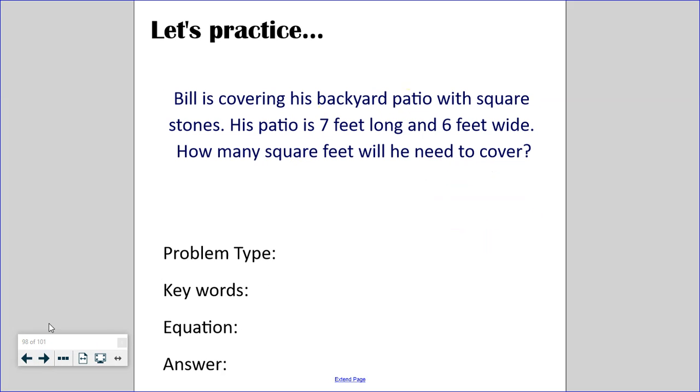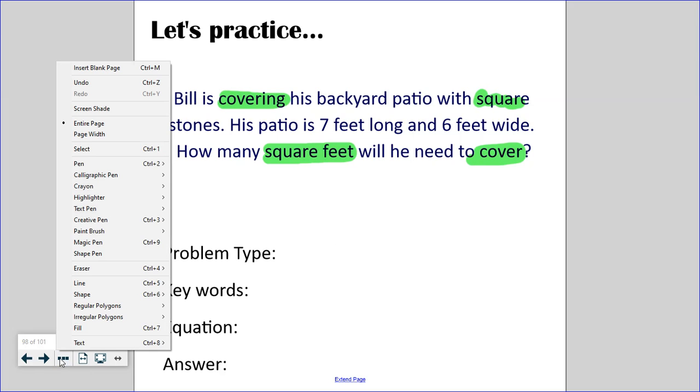Let's try another one. Okay, here's another practice story. It says, Bill is covering his backyard patio with square stones. His patio is 7 feet long and 6 feet wide. How many square feet will he need to cover? Well, I'm going to go back. This time I'll use green to make it a little different. Let's find some keywords in here. Oop, covering. So I know he's covering something. Square. Hmm. Ooh, the question is how many square feet, and I'm finding out how many square feet he needs to cover on his patio.